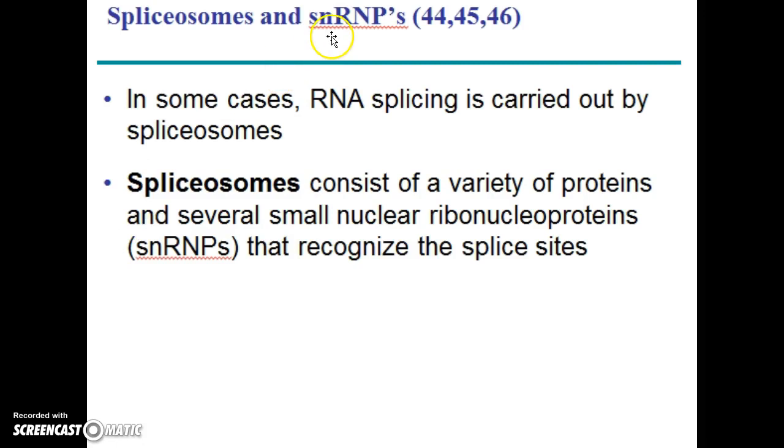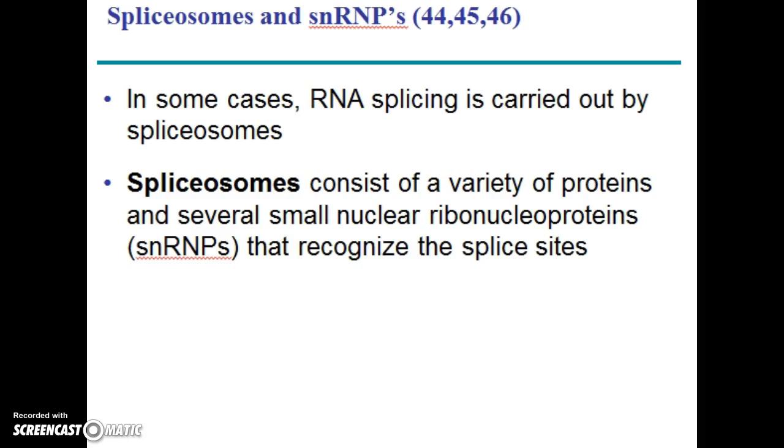Spliceosomes and snRNPs, and the reading outline calls these SNRPs, which I guess sounds pretty good. We'll be looking at 44, 45, and 46 right here. In some cases, RNA splicing is carried out by spliceosomes. And spliceosomes are made of different proteins that are able to splice out introns, so to speak. SNRPs are made up of RNA, snRNA specifically, which is actually your answer to number 45, and a protein molecule, which looks like it's your answer to number 44.